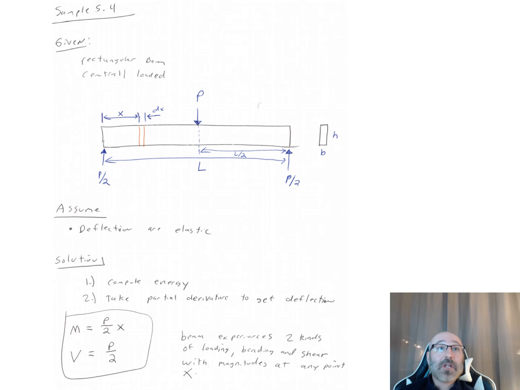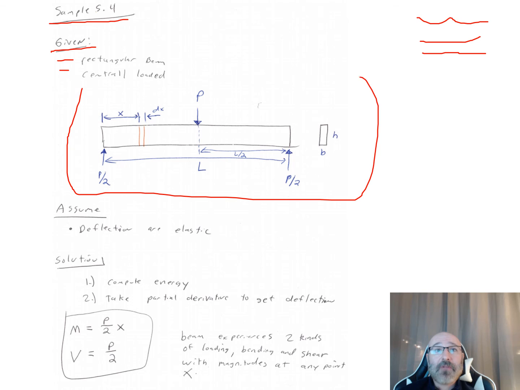As we create our setup page here, this is sample problem 5.4. If this was a homework problem, you'd have your name up here, the due date, and what assignment it was. Then we create our given information. We know it's a rectangular beam and we know it's centrally loaded. So I redraw my diagram here, and I want to find the deflection at the center of the beam.